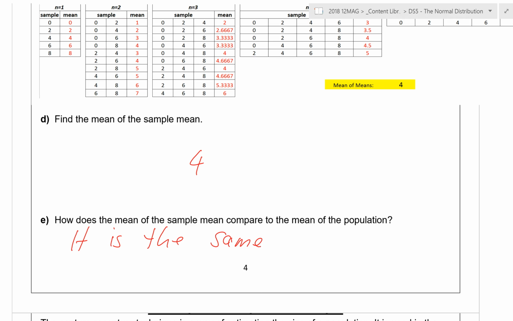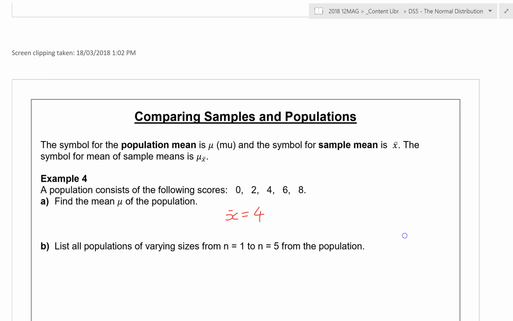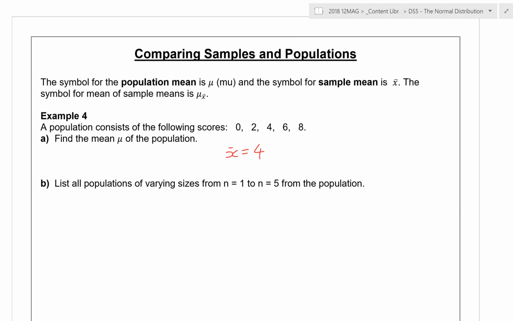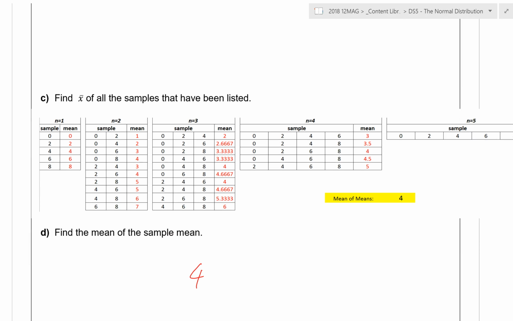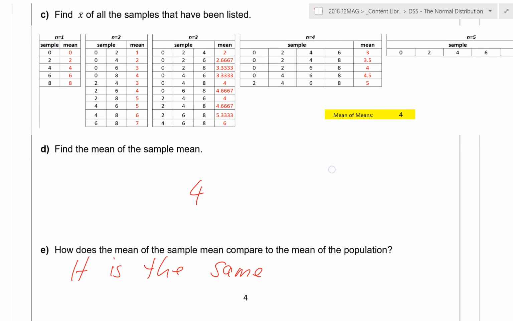Well, that's it for comparing samples and populations. Not super exciting, to be honest. You can do all of this stuff, really. If you get a question on this, it's going to be: what is the mean of the mean of all possible samples? And you say the mean of the mean of all possible samples is equal to the mean of the population, and you calculate the mean of the whole lot, and there you go. It's all done. That's the way to do it. Okay, enjoy.